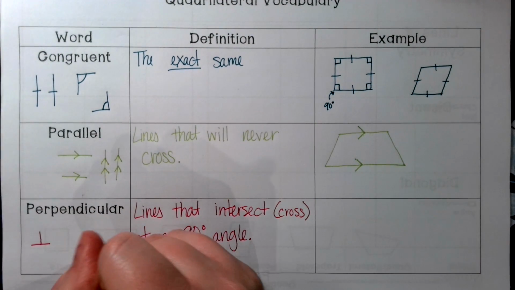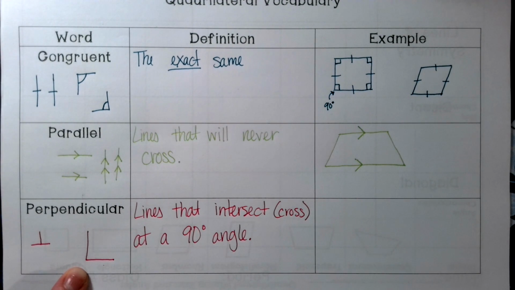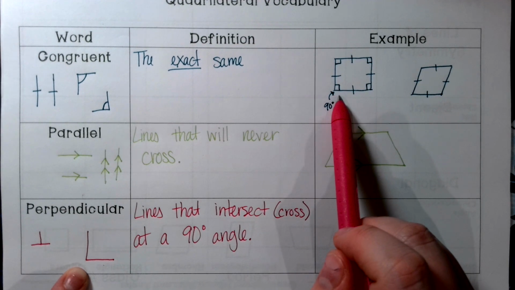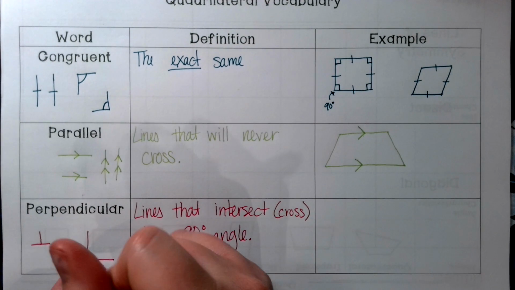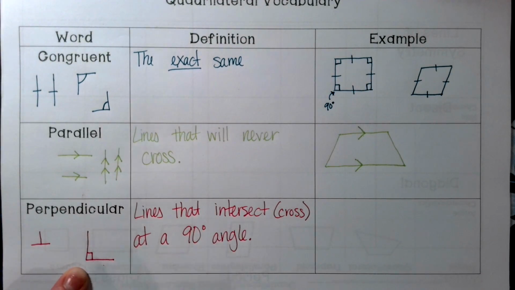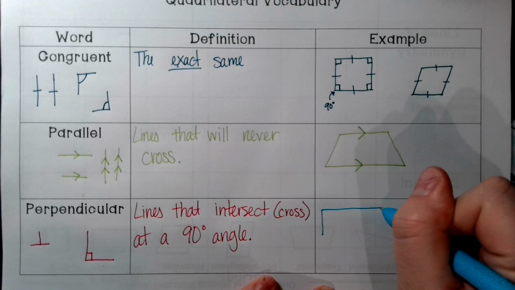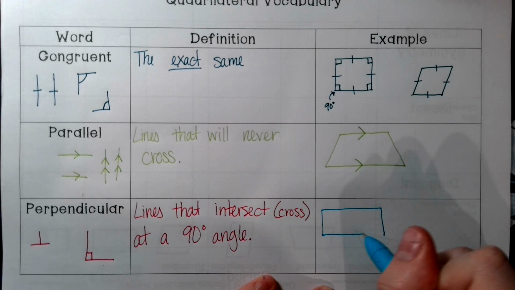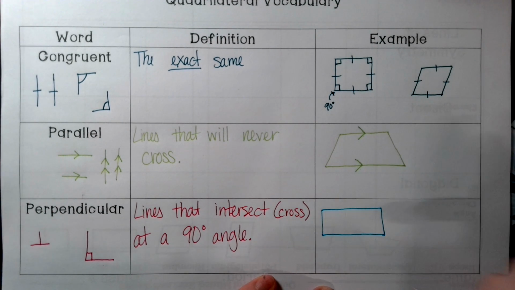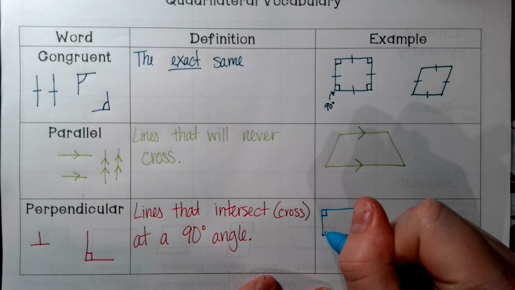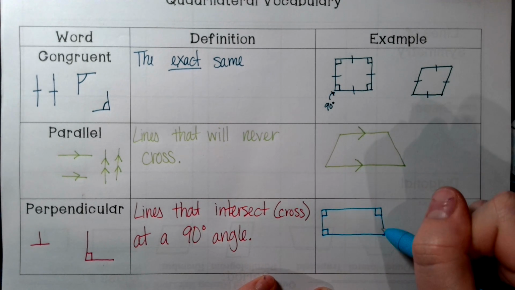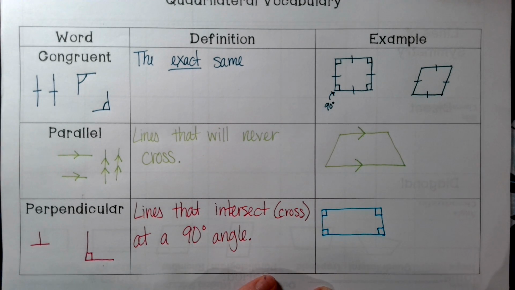We can tell that things are perpendicular, that they intersect at a 90-degree angle, like we talked about up here, if they have that little box in the corner. So if you see that little box in the corner, that means that things are perpendicular. On our notes, we talked about how all angles of a rectangle are 90 degrees. So those side lengths are all perpendicular to each other.